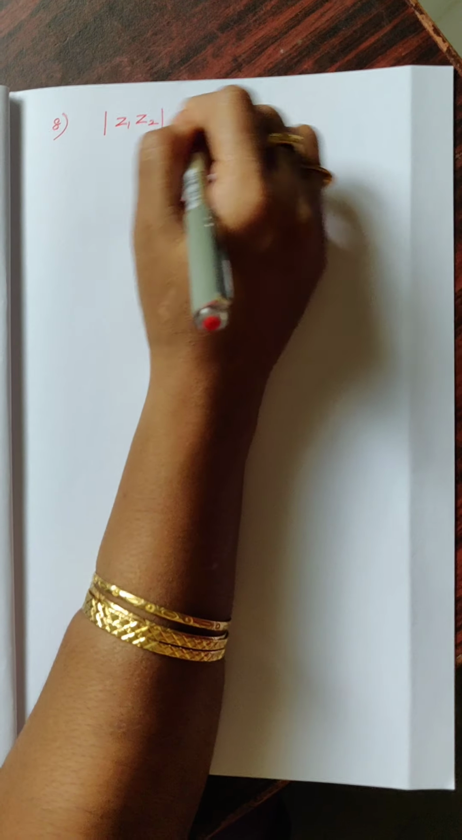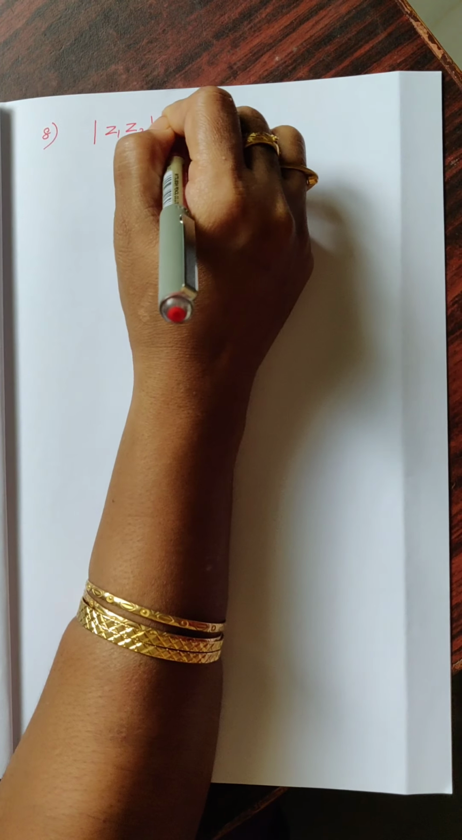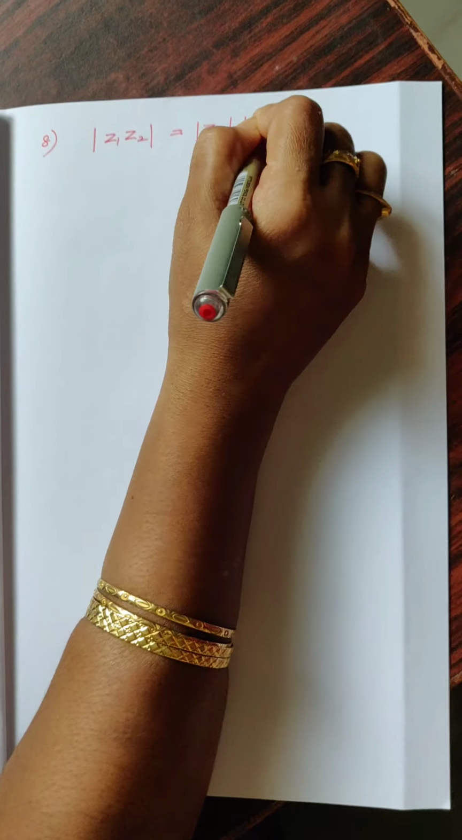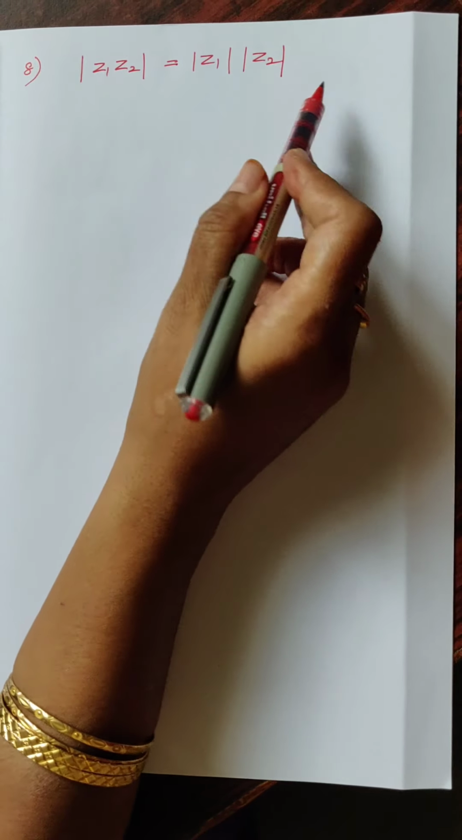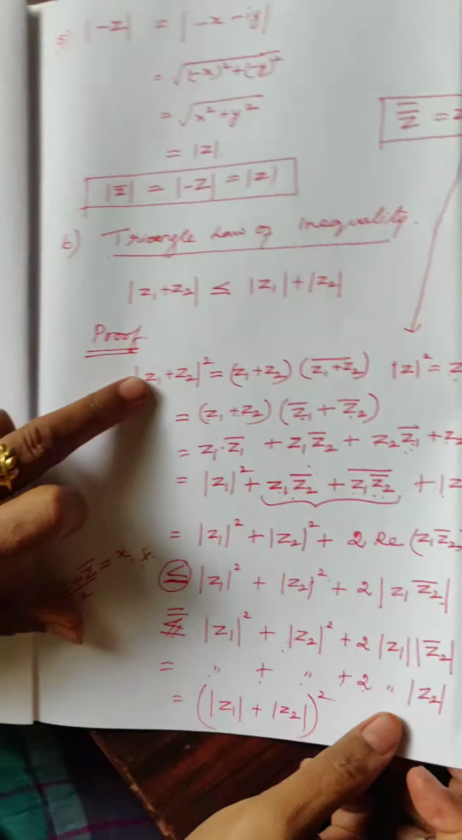I have to prove modulus of z1 z2 equal to modulus of z1 into modulus of z2. Let me prove this. Modulus of z1 z2 equal to modulus of z1 into modulus of z2. How to prove this result? Let us take the same procedure as before.